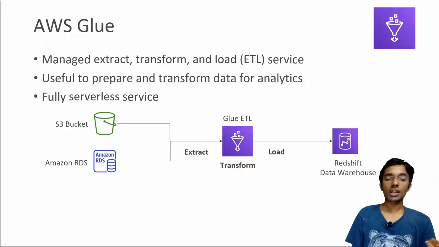you have data in an Amazon S3 bucket, or an Amazon RDS database, that you can extract as well, and then you would transform it within the Glue ETL pipeline, and finally load it where your target is. For example, it could be a Redshift data warehouse. So this is the Glue ETL service for data engineering.